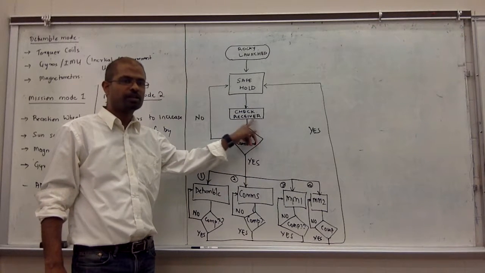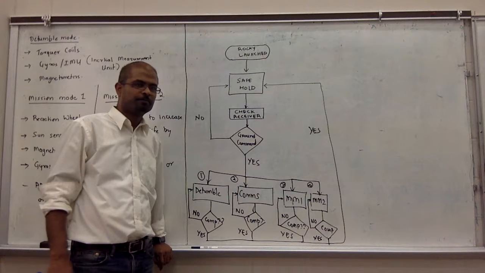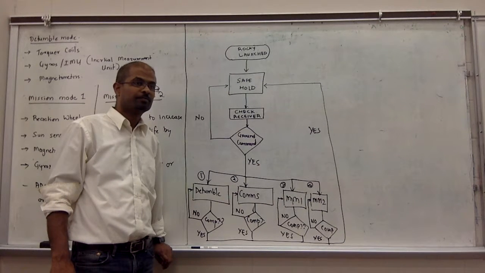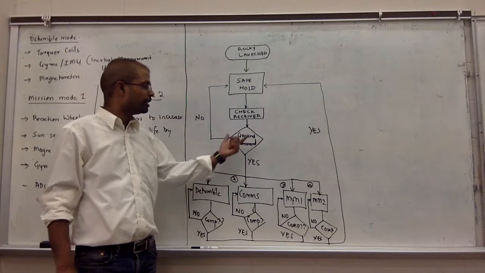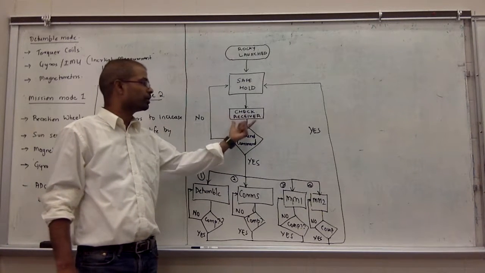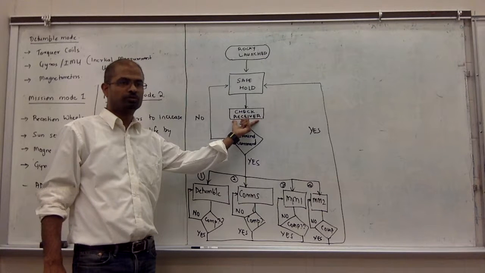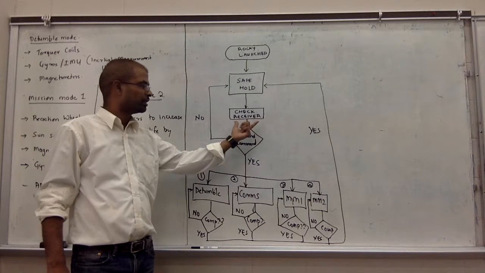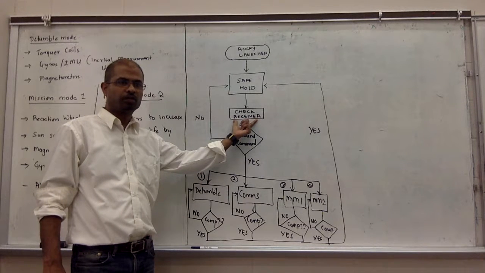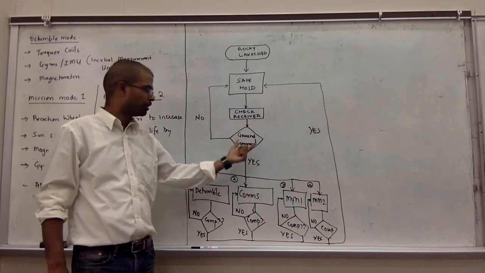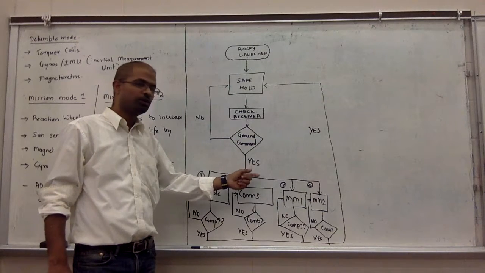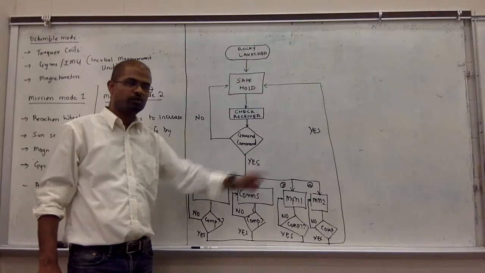Why does it check the receiver? To get out of the safe hold mode, it needs something, it is not deciding on its own. The reason it is checking the receiver is, do I have anything from the ground? You can send a command from the ground station. If there is a ground command, it will get into one of these modes.